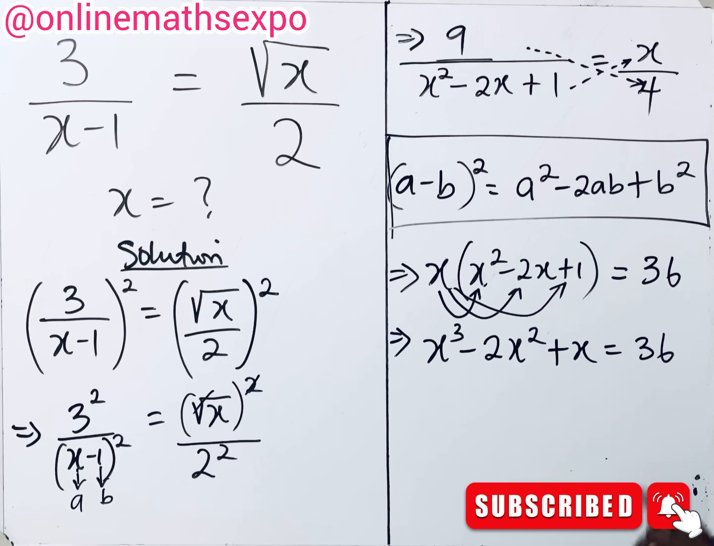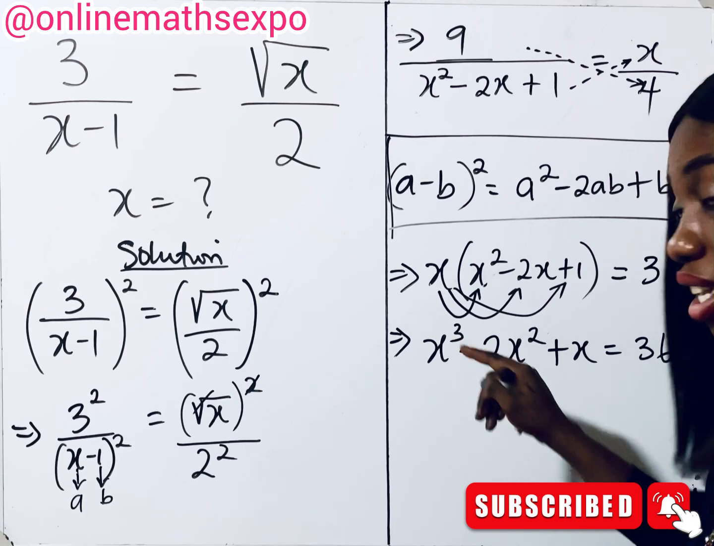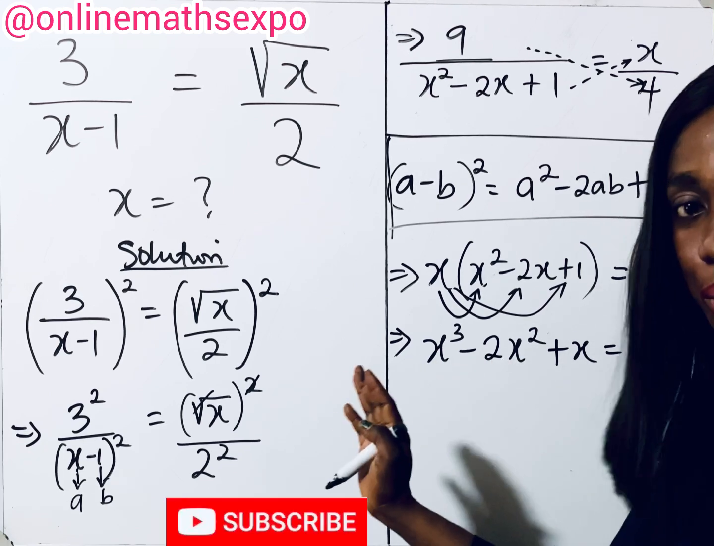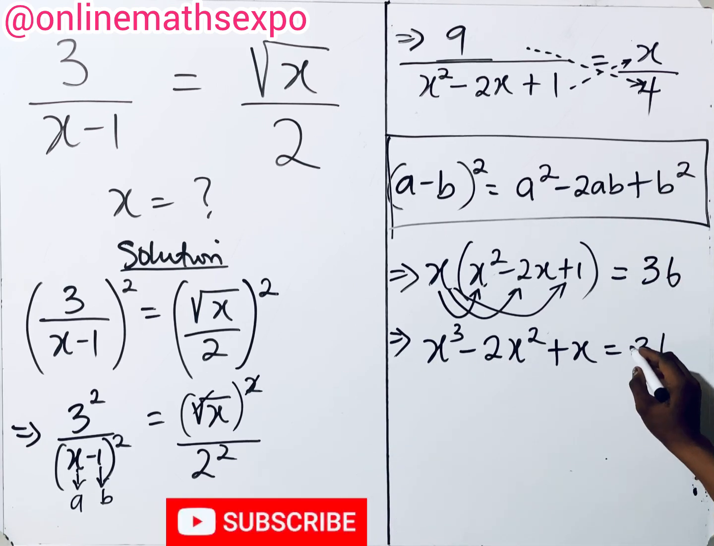Now, you observe that this is leading you to a cubic equation because it has a power of x as 3. So what we are going to do here is make it look more beautiful. So we are going to remove this 36. Remember, it's positive. So to remove 36, you subtract 36 from both sides.